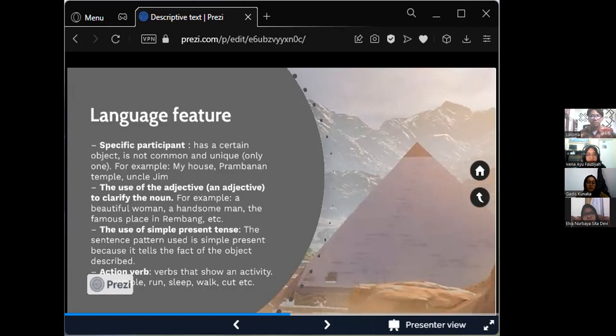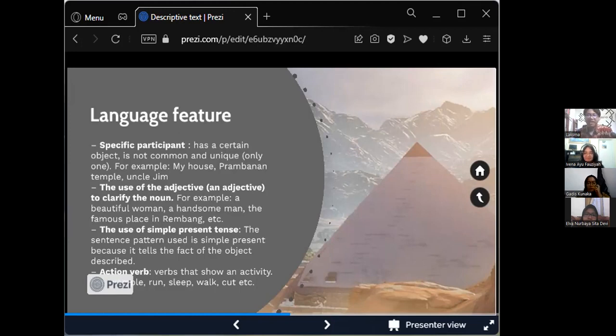And for the second, the use of adjectives. An adjective clarifies the noun. Because we want to describe something, we have to describe it very clearly. So what do you think is the aim of using an adjective in this descriptive text? Anyone? Any opinion about that? To explain the detail about the characteristic of the thing, place, or person. Yeah, good. Great.